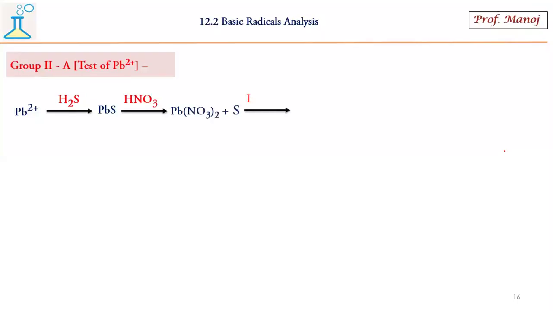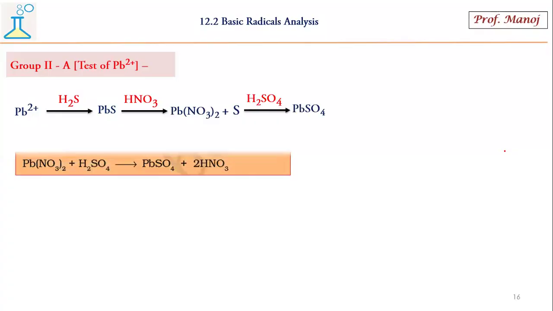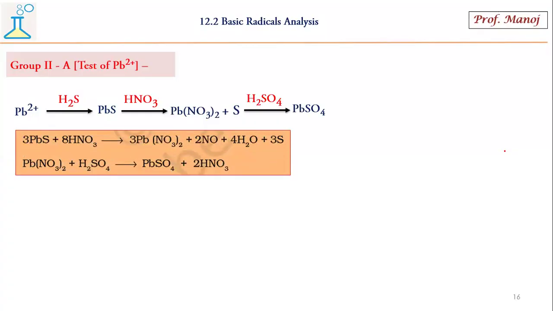Now what is the reaction of this? First see the sequence. Then it is treated with sulfuric acid and that gives you lead sulfate. So from here to here, look at what the reactions are. This PbS is getting converted into lead nitrate and sulfur, which when treated further gives you PbSO4 white precipitate.